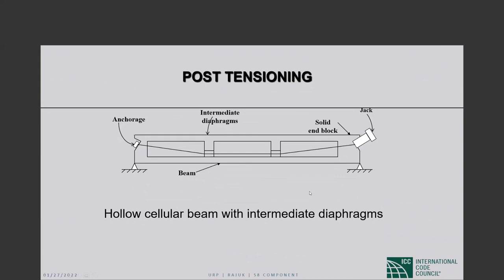Sometimes there are intermediate diaphragms for the beam. If there are voids in the beam like this, the tendon can still be fed through the different parts of the beam. And then we can stretch the tendon with the jack the same way. And then we're going to have the desired post-tensioning in the beam. This kind of stabilizes the beam. And if you need to reduce the dead load of the structure, this is a convenient way of doing that.